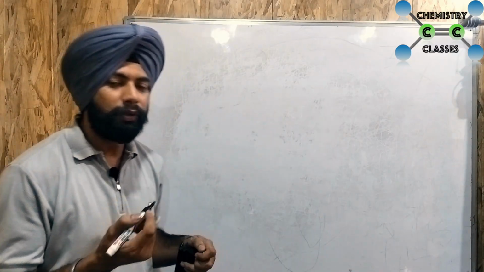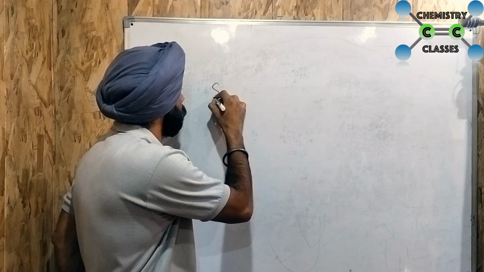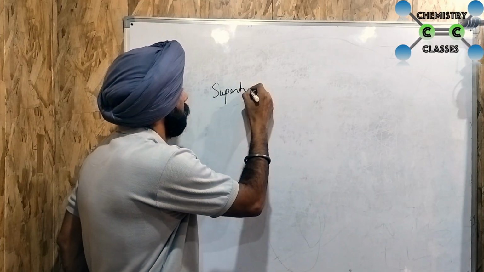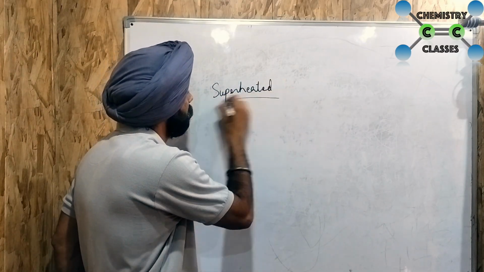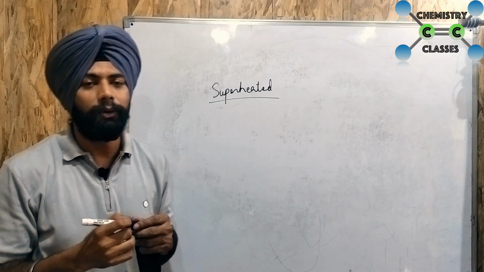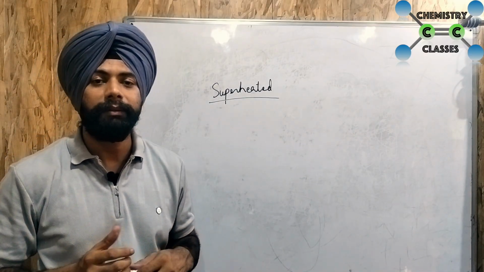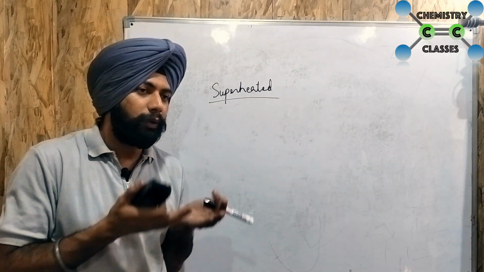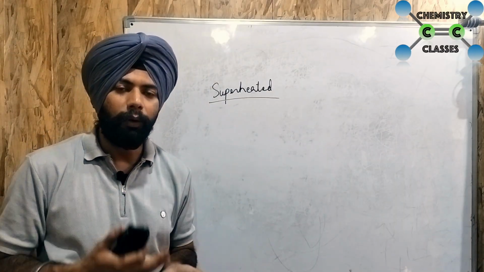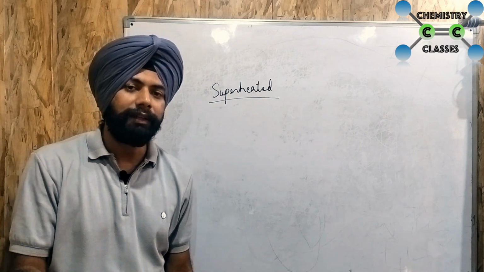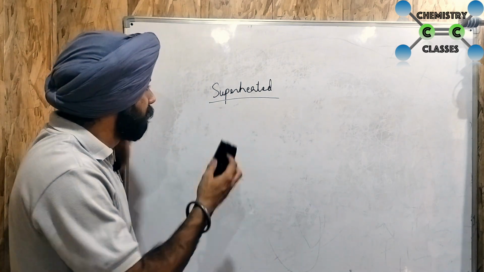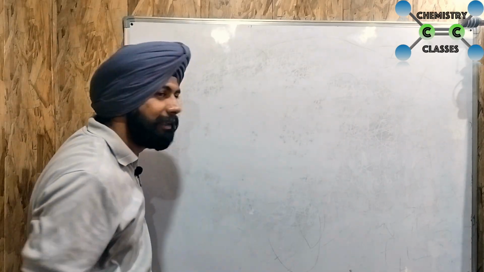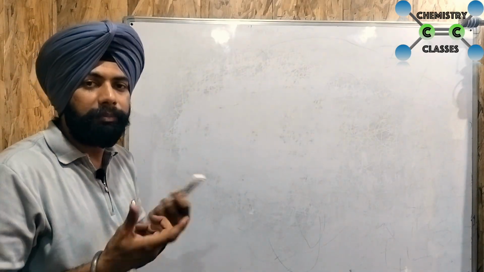So the question was about superheated liquids. And they said that we have to justify how liquids get superheated based on Kelvin's equation. So let us go through what the question was, how we can answer that question, and what the Kelvin equation is. Before going into that, we need to understand certain things like the vapor pressure.